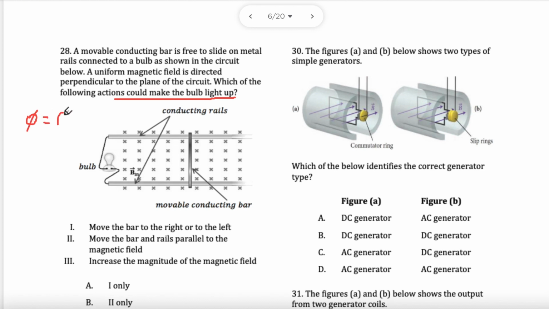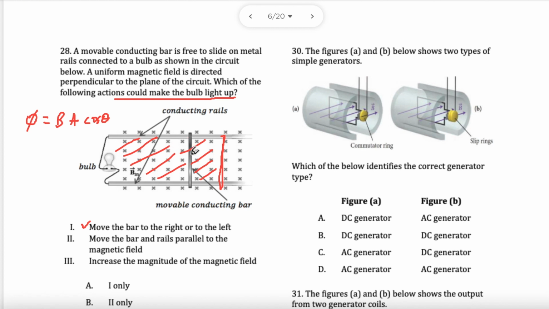The flux being B, A, cos theta. I must change either the field, I must change the area, I must change the angle. This will work. Now, moving the bar right or left will change my area. This is my current enclosed area. If I move my bar to the right or even the left, I will change my area. I will have a stronger or a weaker field. Either way, I will induce something.